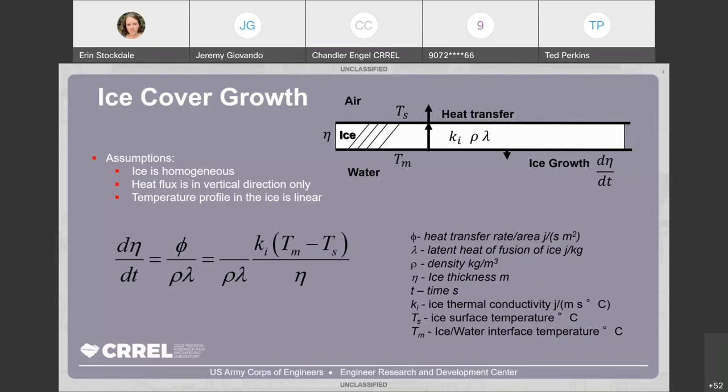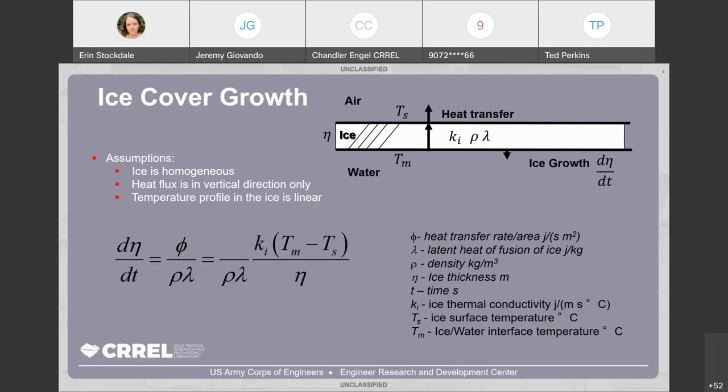We've talked about latent heat of ice several times already. So remember that the latent heat of fusion is the amount of heat that has to be removed from a unit volume of water to reduce its energy state to allow it to go through the phase change to its solid form. So one thing to note is that the bottom term here, rho times lambda, is essentially constant. There's a fixed amount of energy needed to go through the phase transfer, and we're assuming the density is constant. On the other hand, the top term, the heat transfer rate per area phi, does change based on the physical environment.